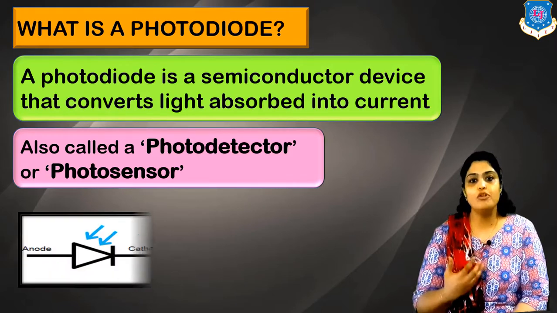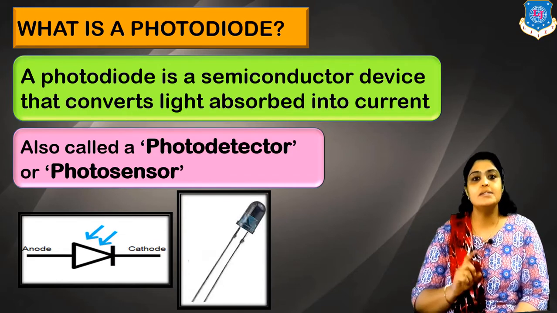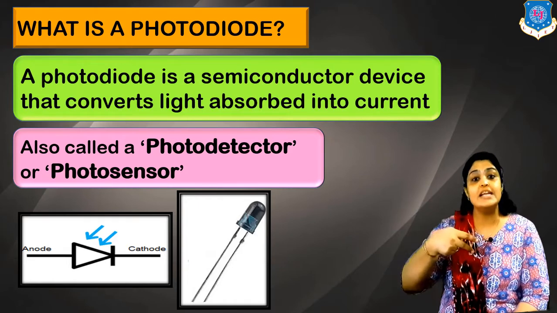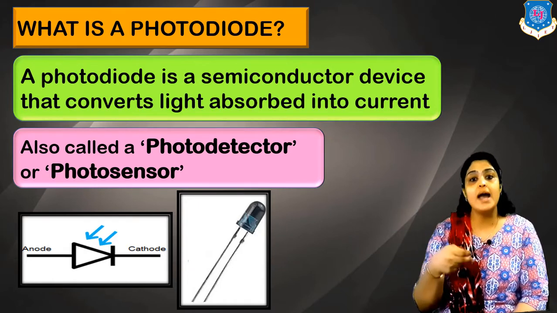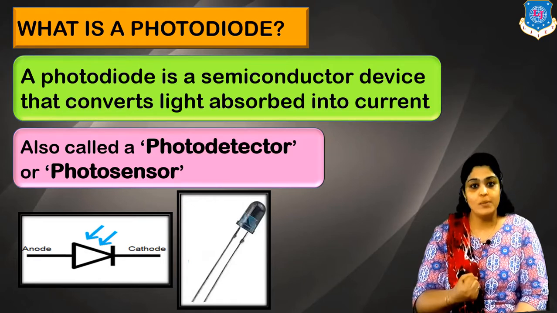Let's see how a photodiode is denoted. You can see in the first diagram that it is denoted by a triangle and a vertical line. There are two arrows inward. These two inward arrows mean that light is being absorbed by the device.